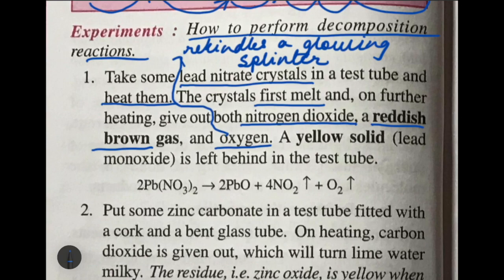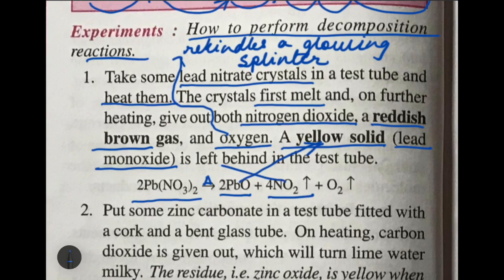Now, after that, you will see a yellow solid which is left behind in the test tube. What is the yellow solid? It is lead monoxide. And what is the equation? Very, very important. You must learn. When you heat lead nitrate, okay, a triangle sign will tell you you're heating it. You'll get lead oxide, which is a yellow solid, nitrogen dioxide, the color of which is reddish brown gas, and oxygen, it rekindles a glowing splinter.